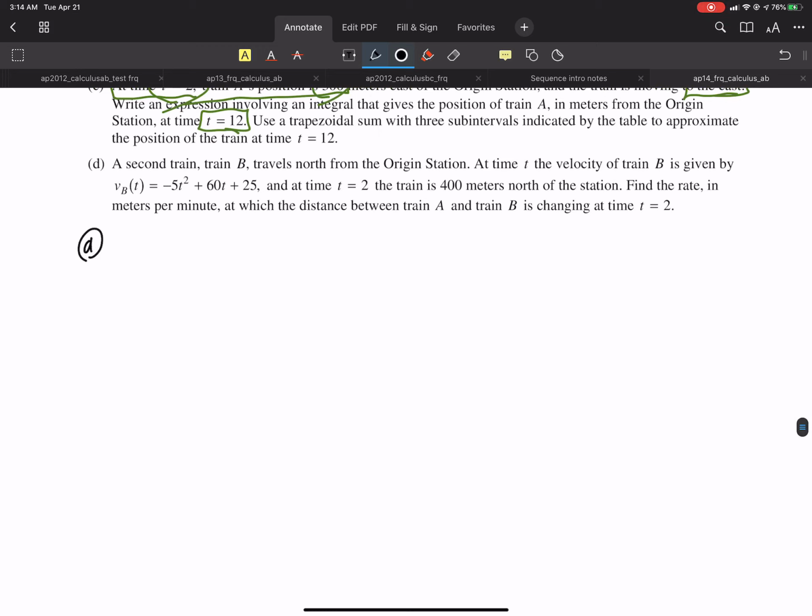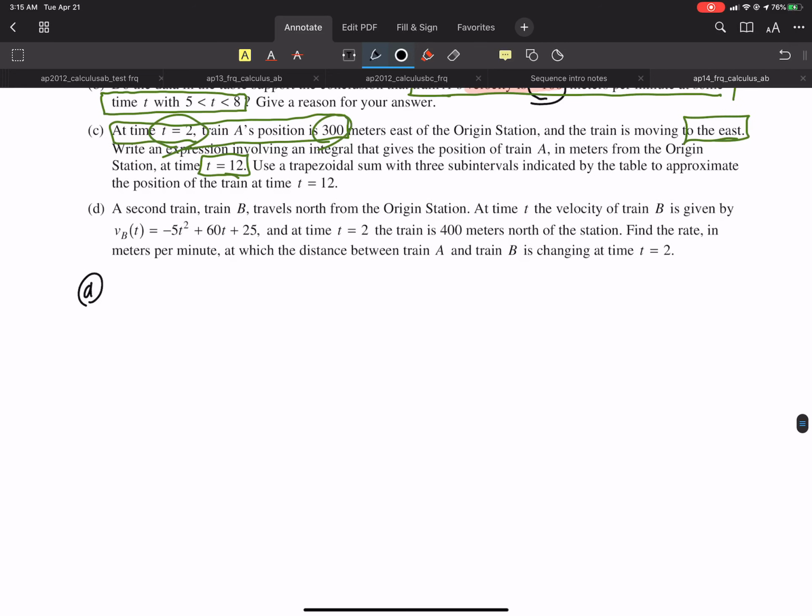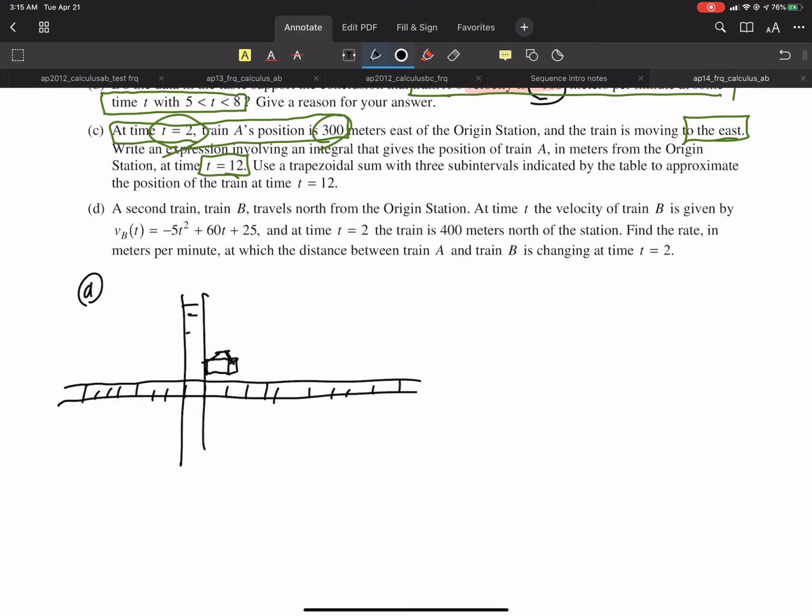This is the related rate. So you have a second train that travels north from the origin station. So we have a train station. Choo-choo. There's our building, our train station. Pretty, huh? And then you have train A running left and right. So there's the train track. Choo-choo. And then you have another train running north and south. Choo-choo.